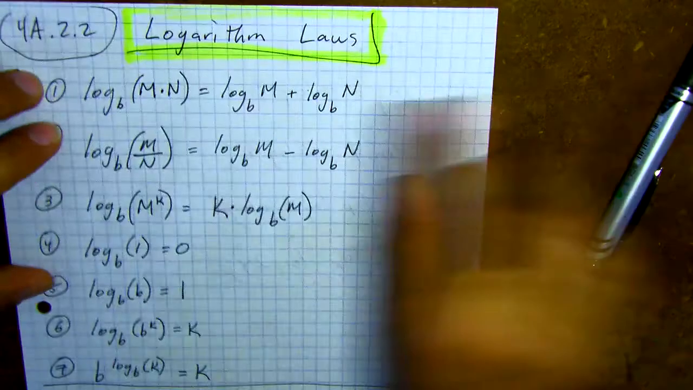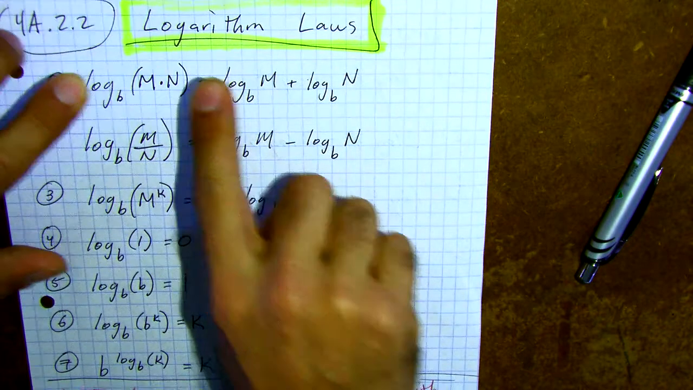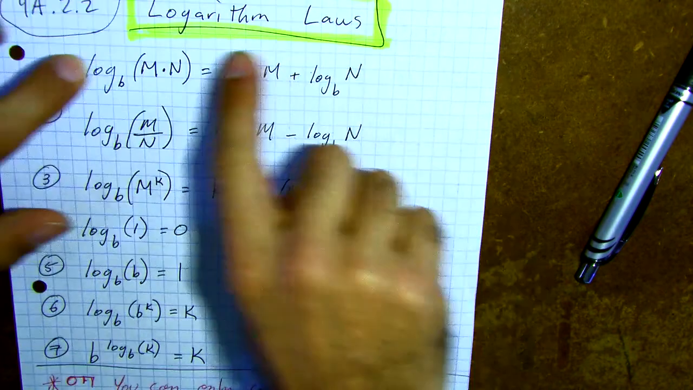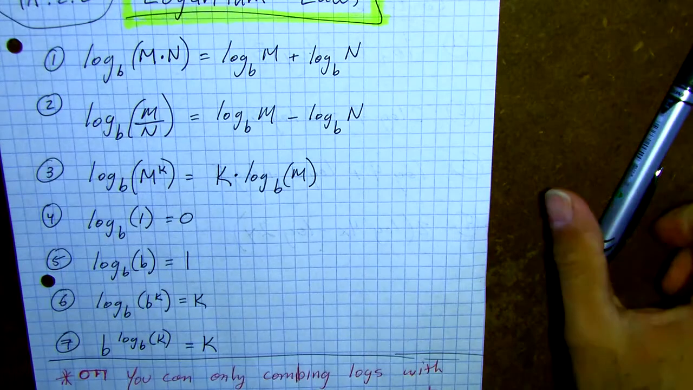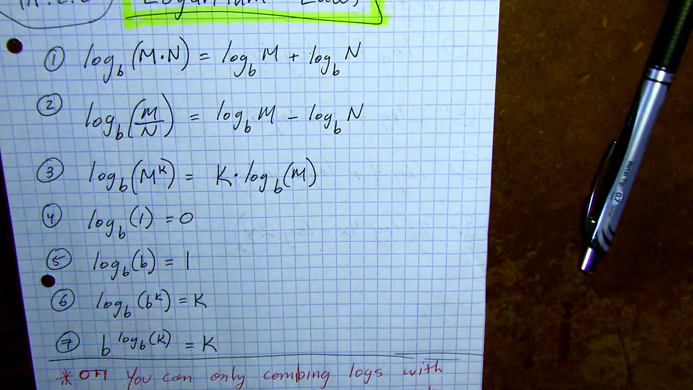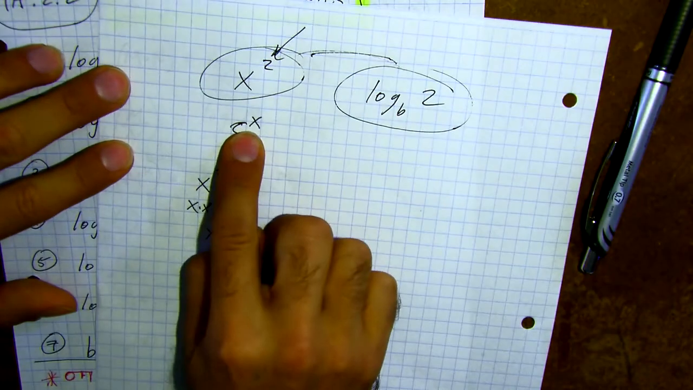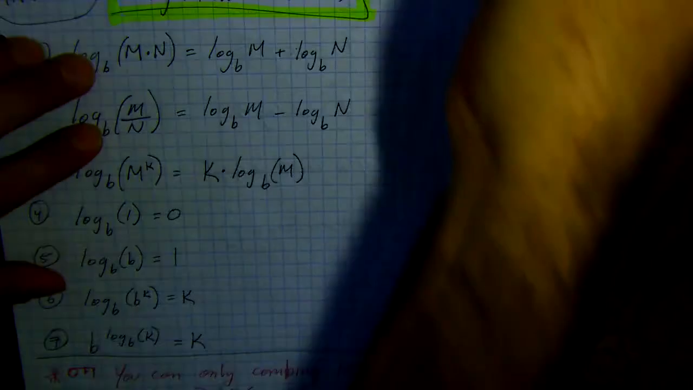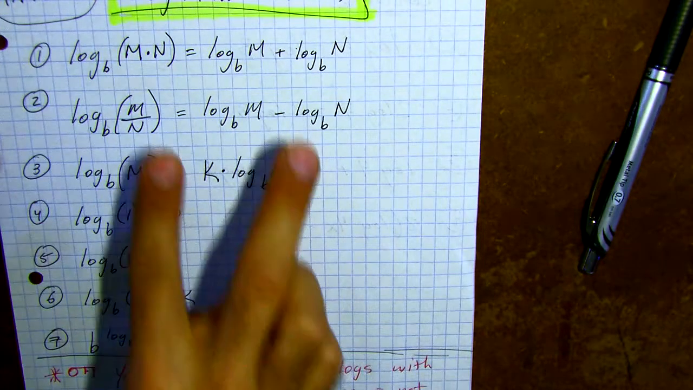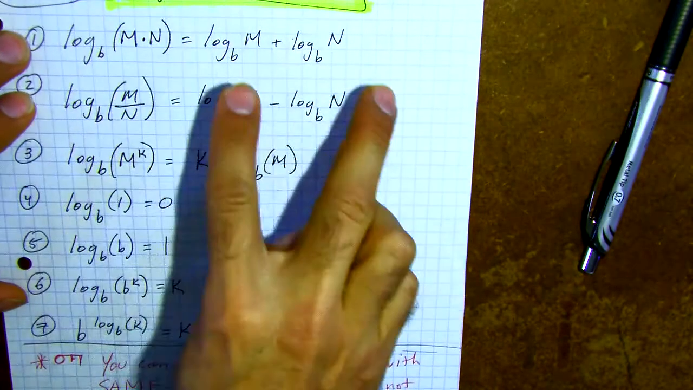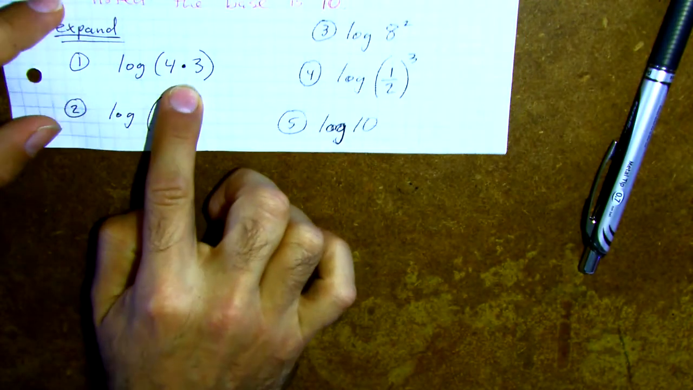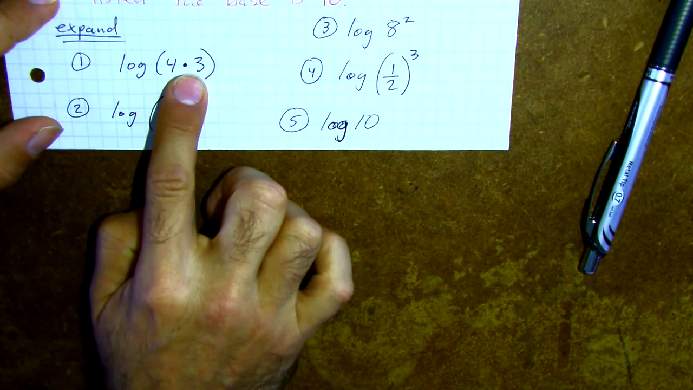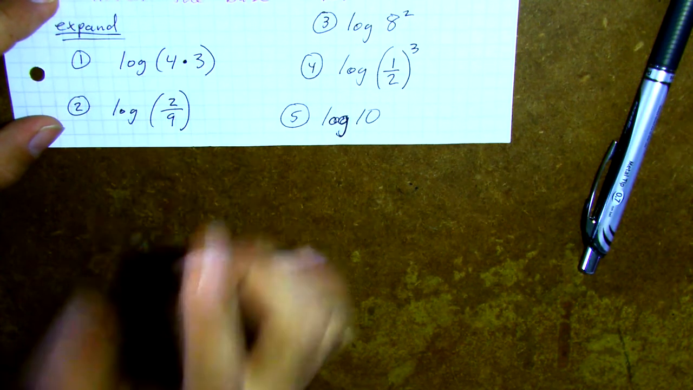This is called expansion. When we go from here to here, that's expanding. And this would be condensing, going the other direction. So today, we're going in both directions. The last lesson was how to actually find the exponent. But we basically manipulate our logs using the log laws. And from there, we're going to be able to simplify things like this or expand things like this. Log of 4 times 3 is going to be the log of 4 plus the log of 3.